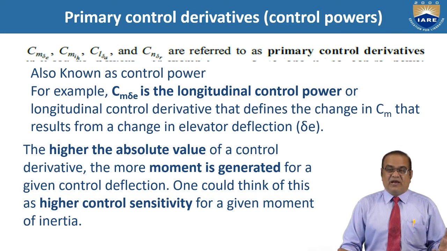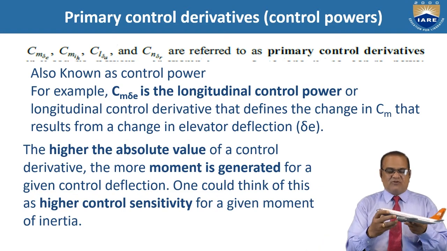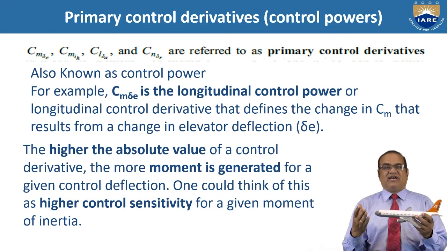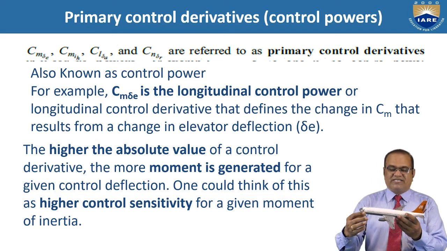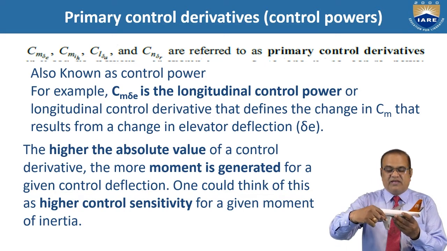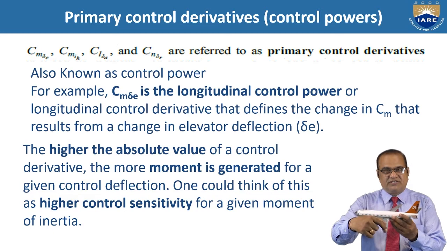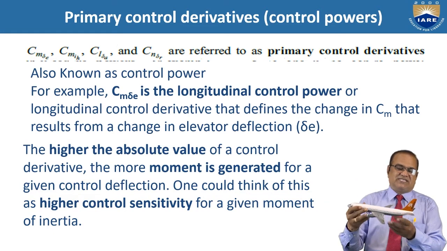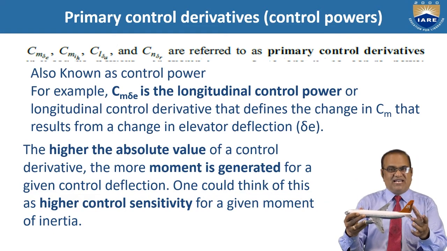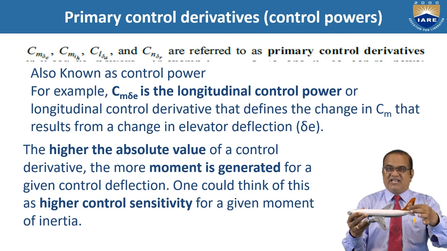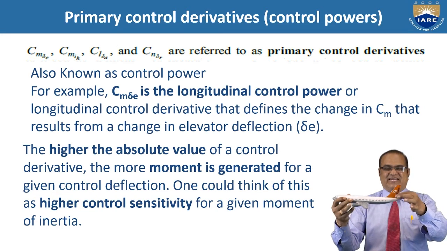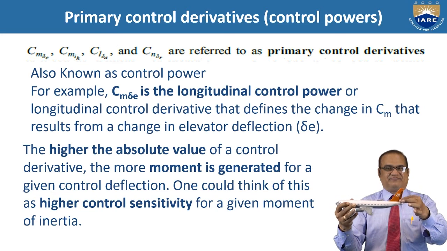what are the main controls? This I will show you here. We have the three main controls of the aircraft. One is on the wing. In the wing we have the ailerons. Next is in the horizontal tail. In the horizontal tail we have the elevator, and the vertical fin. Here you can see this is the rudder.